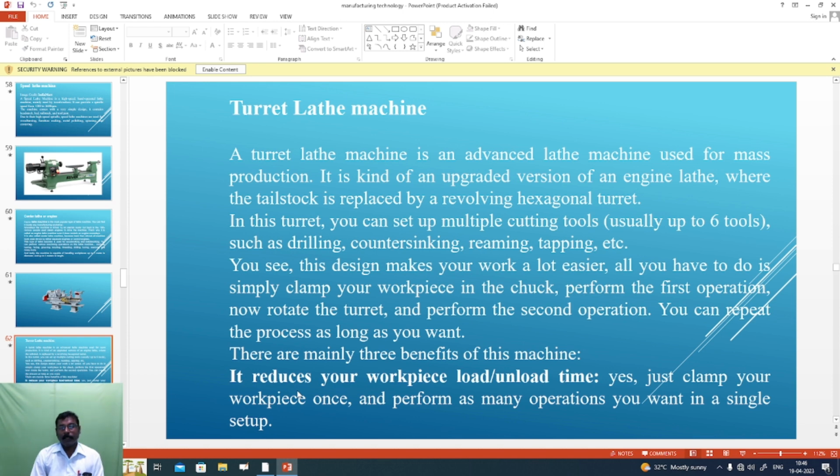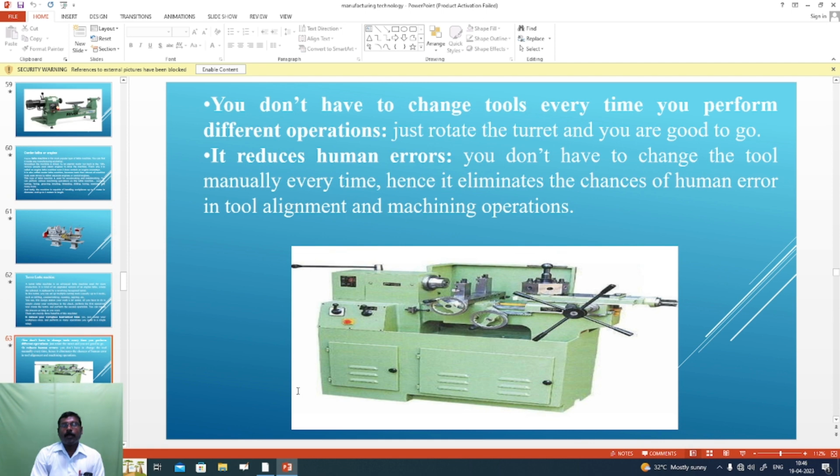There are mainly three benefits of these machines. It reduces your workpiece load and unload times. Just clamp your workpiece once and perform as many operations as you want in a single setup. You don't have to change tools every time you perform different operations. Just rotate the turret and you are good to go.